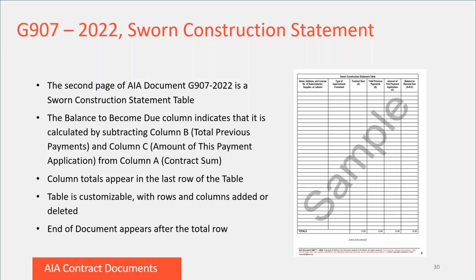The table is customizable to fit the needs of the project and the users. Users may add or delete rows and columns as they deem fit. At the bottom of the form, we have included an end of document, so both users and recipients can know that they have a complete table when there are multiple pages in this form.